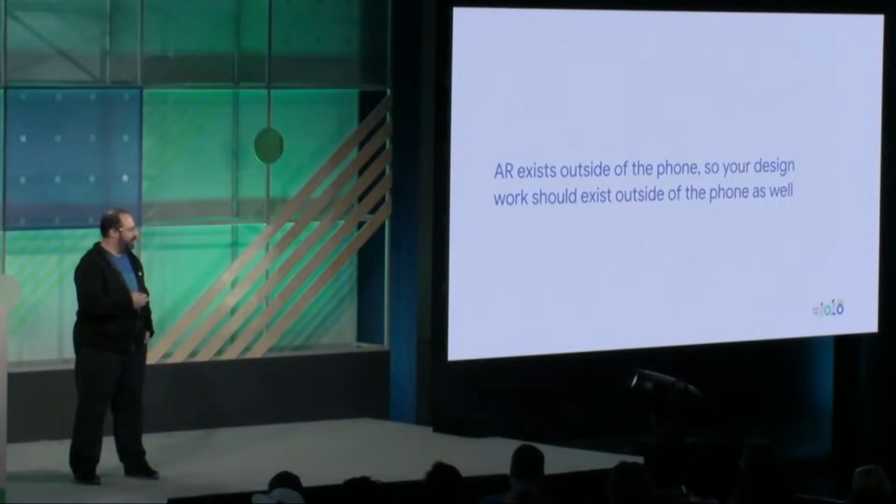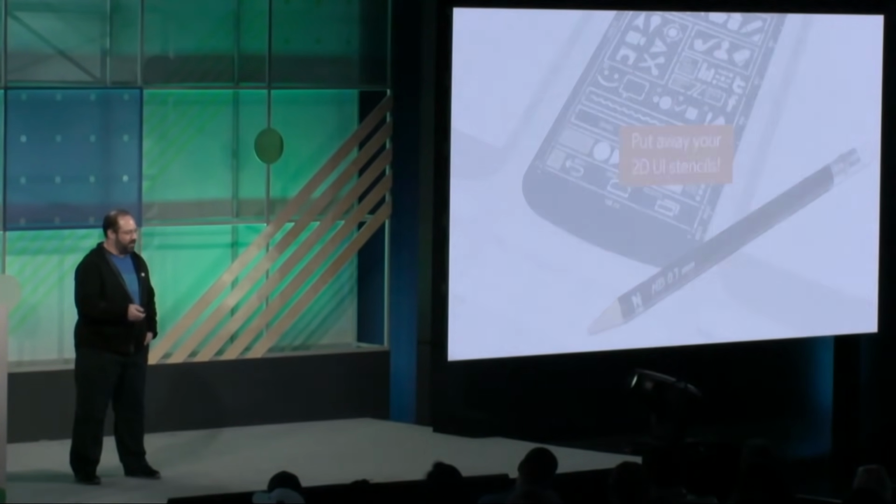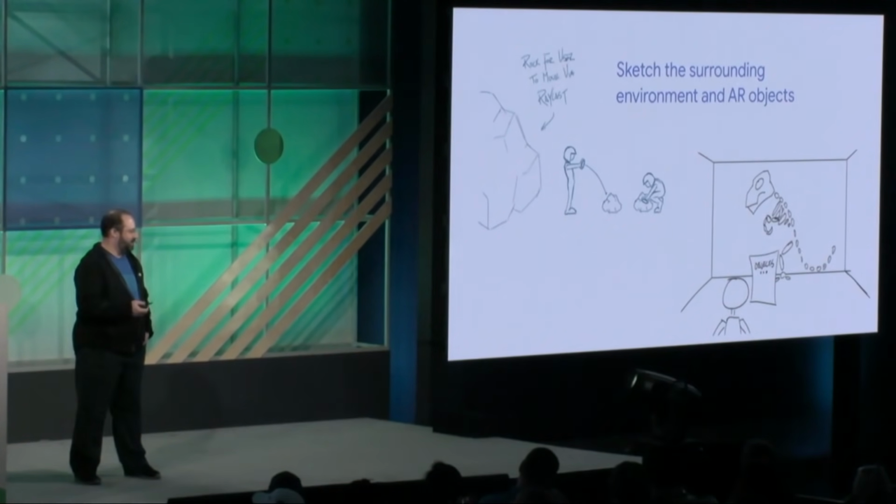So something I found with a lot of people who have done tremendous amounts of mobile design is they tend to be very attached to sort of the phone frame and sort of flows of screens, and they've been doing that for so long that one of the first things you need to do when you're starting to think about AR is to actually put away all of those 2D UI stencils and don't really think about the phone at all. Instead, what you want to do is sketch the actual environment that the user's in. So you should be sketching living rooms and tables and outdoor spaces.